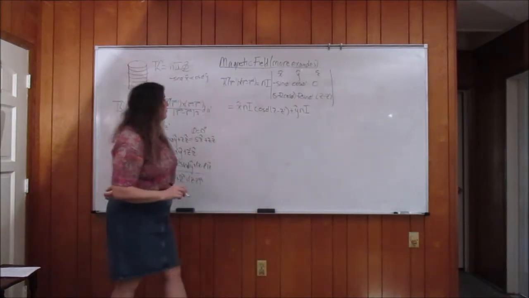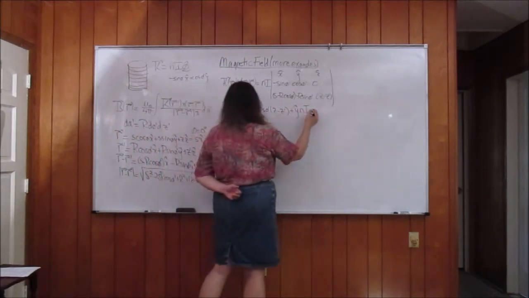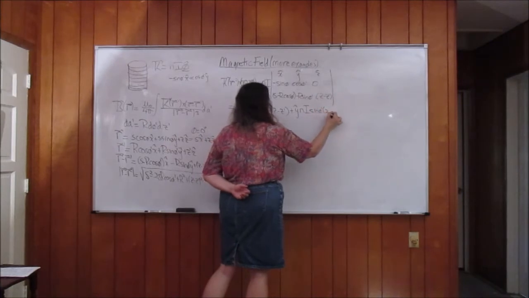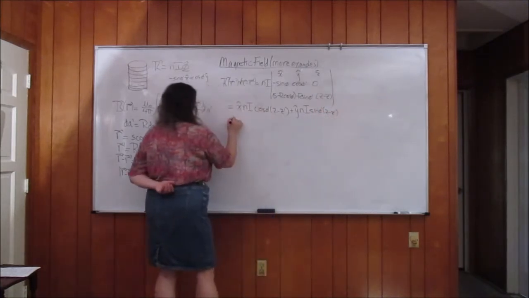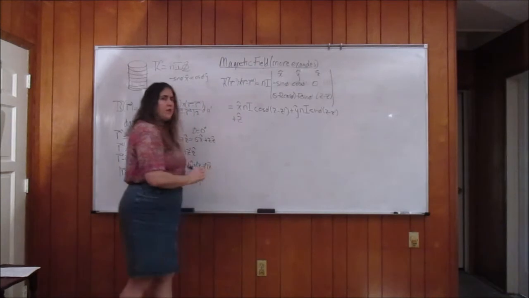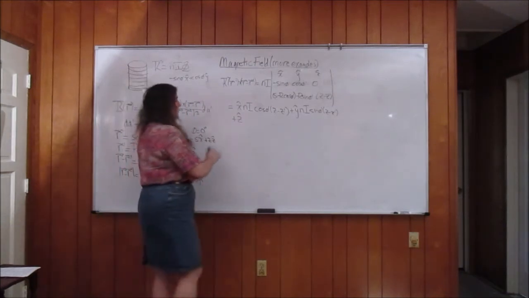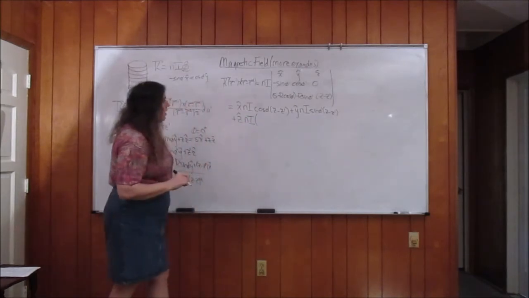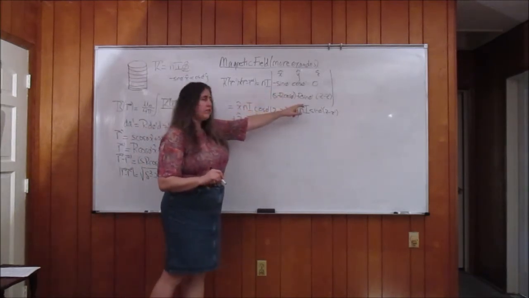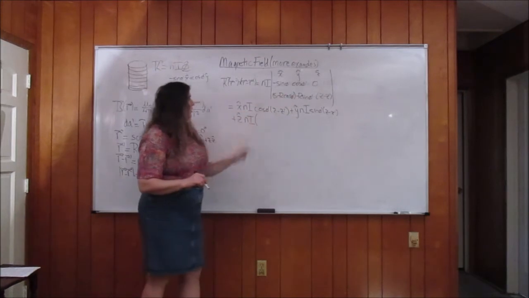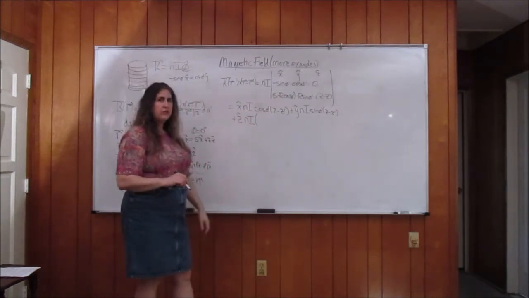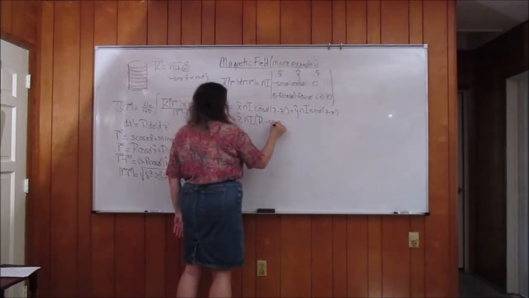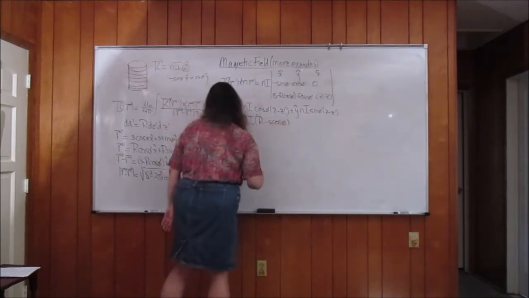Y term is going to be equal to r sine phi prime times z minus z prime. And last but not least, the z term is going to have an r sine squared, and this term is going to be an r cosine squared, so it'll be r minus s cosine phi prime.